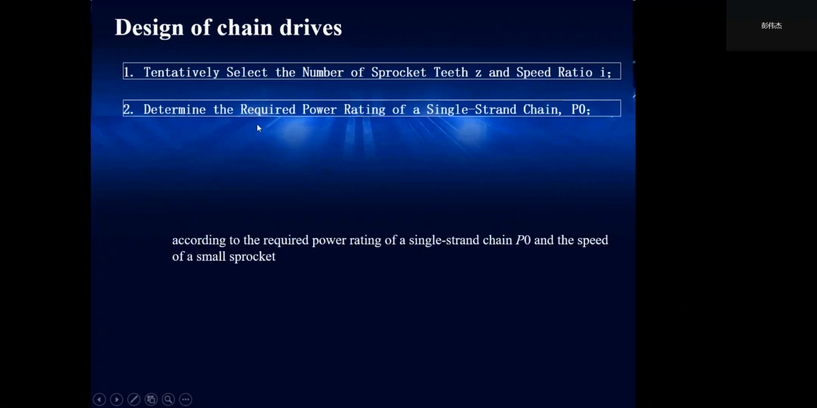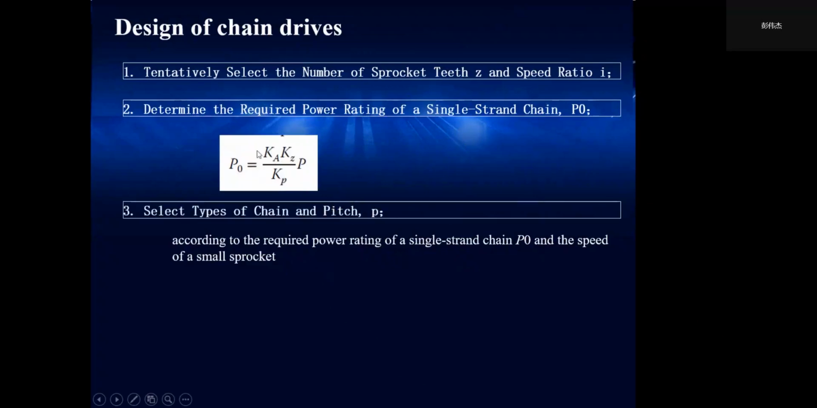then we should determine the required power rating of a single strand chain P0. P0, we can use this formula to calculate. And P is the transmitted power. And Ka we can obtain from the working condition table. And Kj is coefficient of number of teeth. We also can obtain Kj from table, and Kp is coefficient of strength.